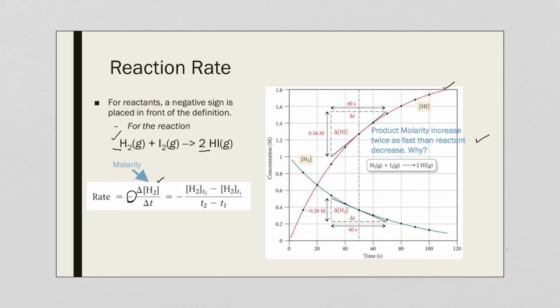So anytime we're dealing with a reactant, we have a negative sign in front of here so that our rate is positive. So we've got to keep in mind, if we're using reactants, we're going to have that negative sign there when we express the rate. If we're looking at a product, it would be a positive sign. There's no need for the negative sign there.